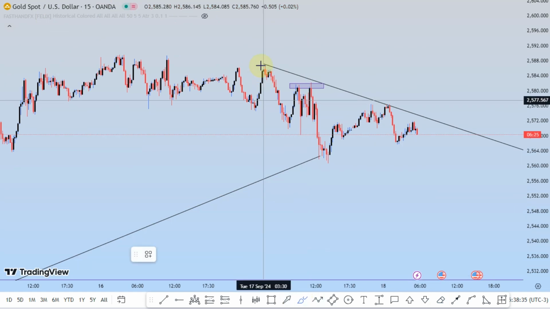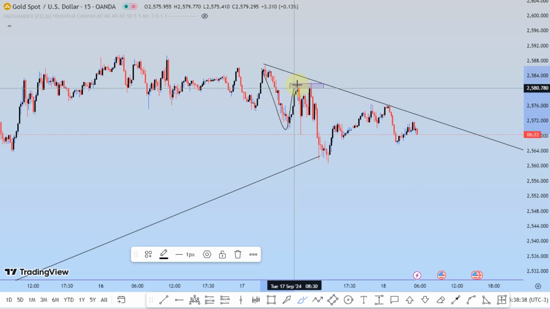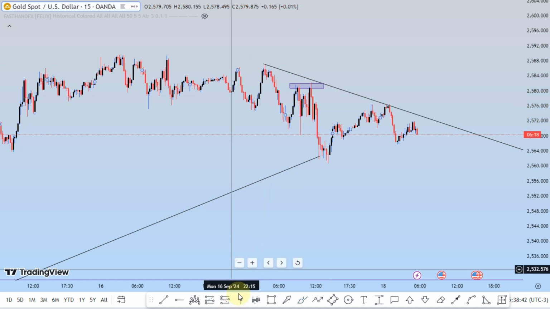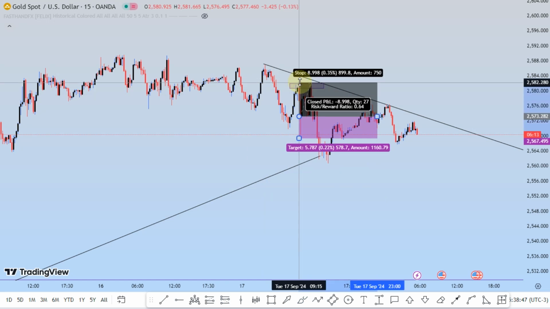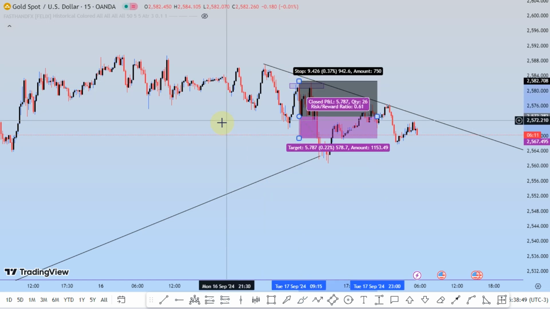You see, price did this, then guess what? The market went up. Then when people saw, oh, this market is dropping, I'm going to miss out on this, let me take this entry right there. Then guess what? Look at the stop loss, almost 100 pips, guys.